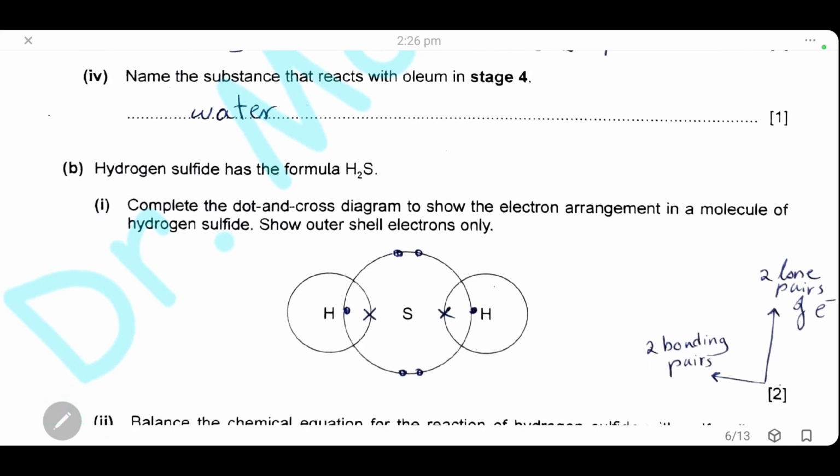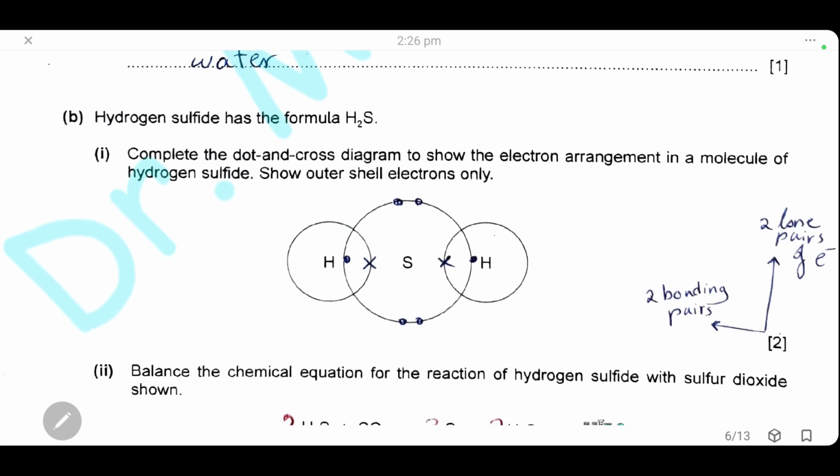Hydrogen sulfide has a formula of H2S. Complete the dot and cross diagram to show the electronic arrangement in one molecule of hydrogen sulfide. Here you need to show only the outer shell electrons. Hydrogen can form one single bond, so each hydrogen atom will form one bond with sulfur, and sulfur is in group 6, so it has two lone pairs of electrons. You have to draw these lone pairs.